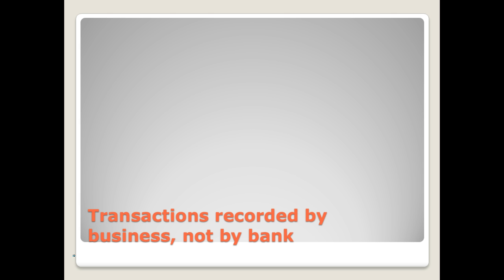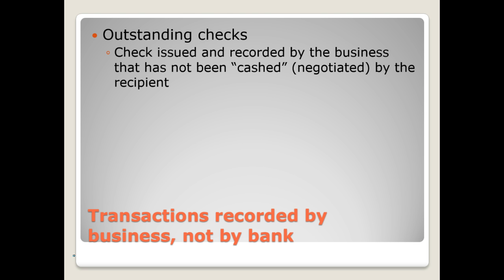Here are some of the transactions that would be recorded by the business during that month, but not yet by the bank. The first major one would be outstanding checks. These would be checks that were written or issued by the business and recorded by the business on its accounting records, but they haven't cleared the bank account because the recipient of the check has not negotiated the check, meaning they haven't taken it to the bank.